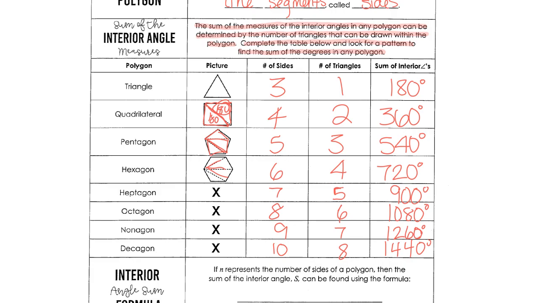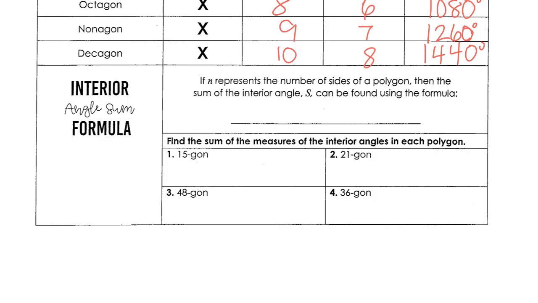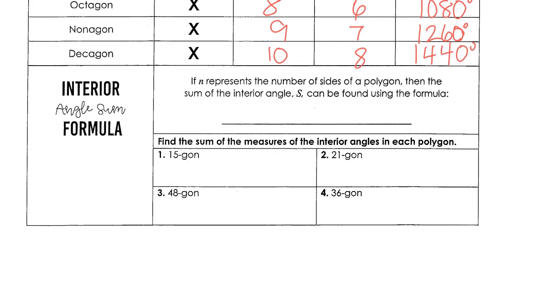All right, so here's what you should have gotten. All right, so now let's write the formula. It says if n represents the number of sides of a polygon, then the sum of the interior angles S can be found using the formula. So the sum, we'll say S equals, remember what we were doing. We were multiplying 180 times not how many sides there were, but 2 less than that. So here is the formula to find the sum of the interior angles of a polygon: S = 180(n - 2).